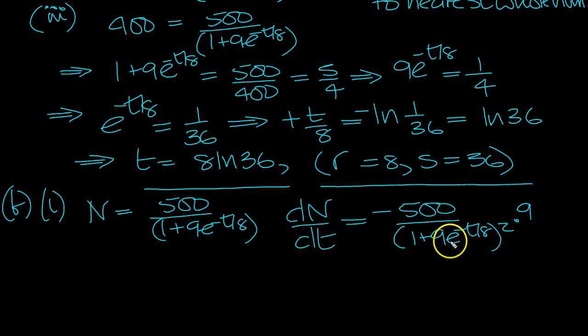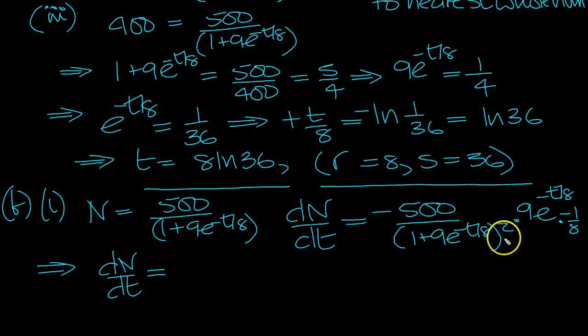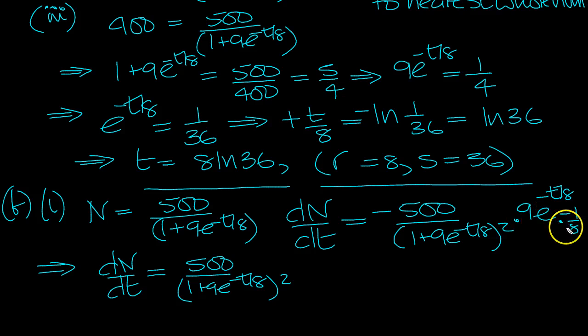This is itself a function of a function, so this differentiates e to the something, goes to e to the something, multiplied by that something differentiated. This differentiates to minus 1/8. So that tells us what dN/dT is then. Is equal to, now the minuses make a plus, so we got 500 over 1 plus 9 e to the minus t over 8 squared, and then it's 9 over 8 of e to this, isn't it?